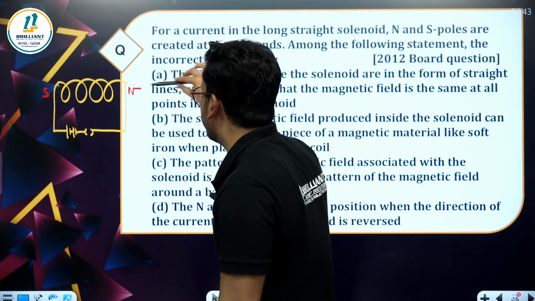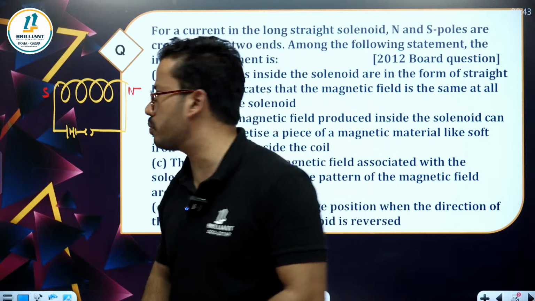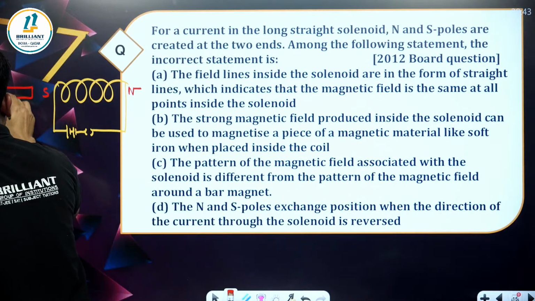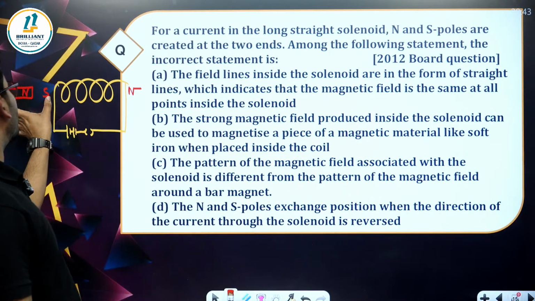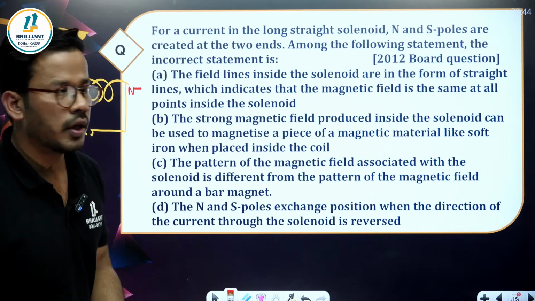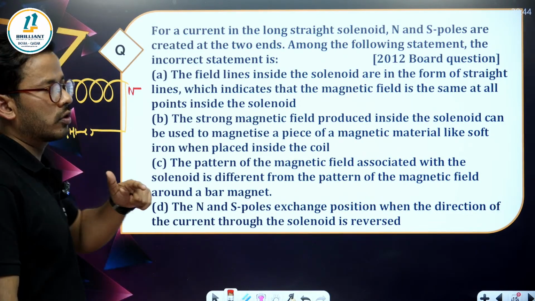You will simply bring a bar magnet closer to it. If you take the North Pole of the bar magnet, say I'm taking this side, and this North Pole is getting attracted, you're going to tell that it is South. If it is getting repelled, this will be North Pole.